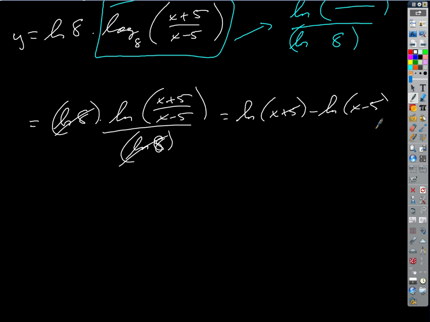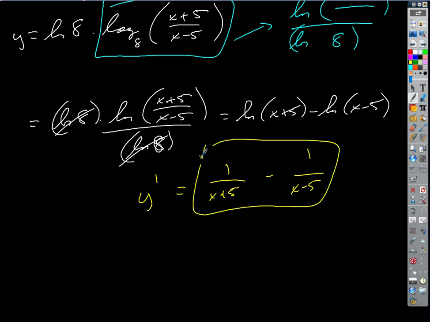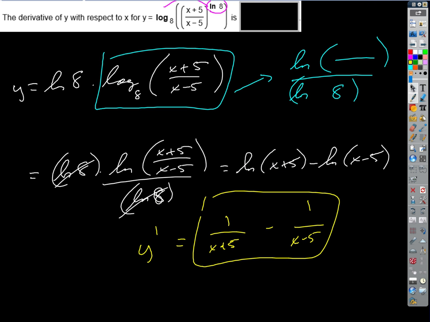That's pretty easy, right? So y prime. What's the derivative of log u? U prime over u. So we're just going to get a 1 over x plus 5 minus 1 over x minus 5, and that's fine. Just leave it like that. I mean, technically, you could add those fractions up, but we don't need to worry about that.